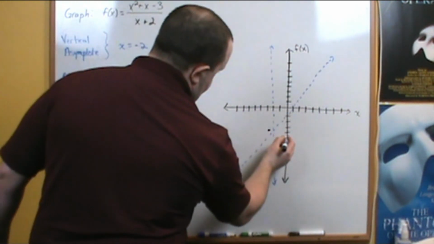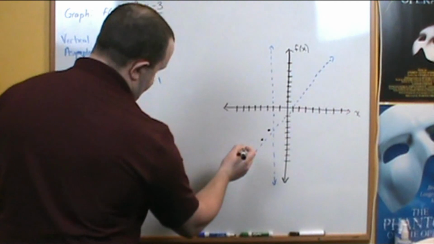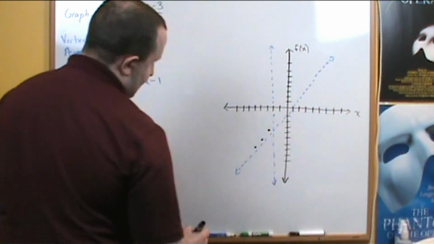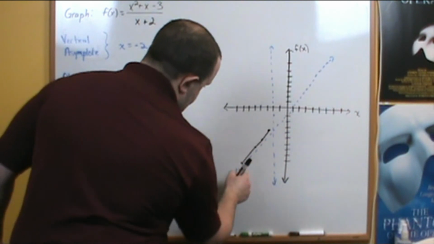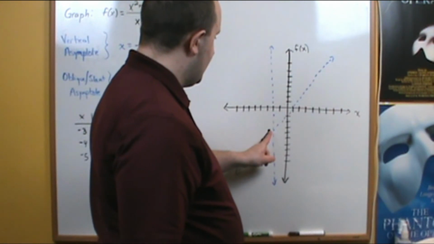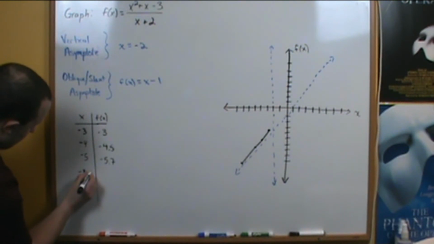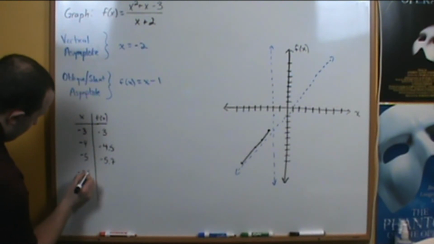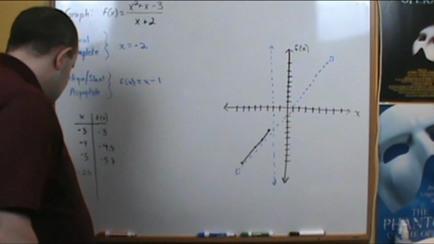Negative 4, negative 4.5 is right about here. And negative 5, negative 5.7 is right about here. So it looks like this graph is going to approach this oblique asymptote here. And then to find out what our behavior is after this point, we need to pick a point such as negative 2.5 for x, something in the interval between negative 3 and negative 2, and see what happens.